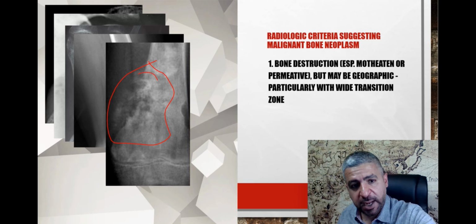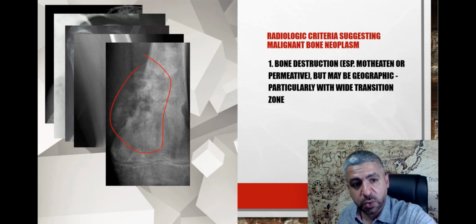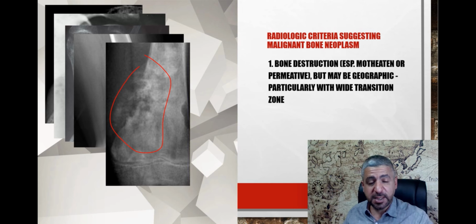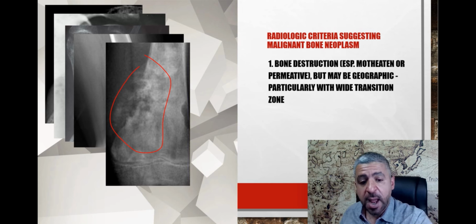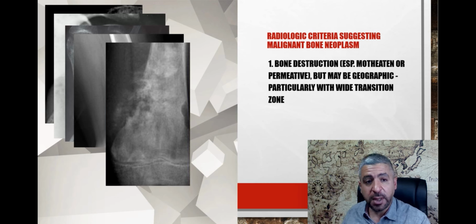If I were to draw it again, it would be different, or it would not be perfectly precise, because the zone of transition is wide. You can see here it's a wide zone of transition. This is a geographic pattern with a wide transition zone, very suggestive of a malignant bone lesion.